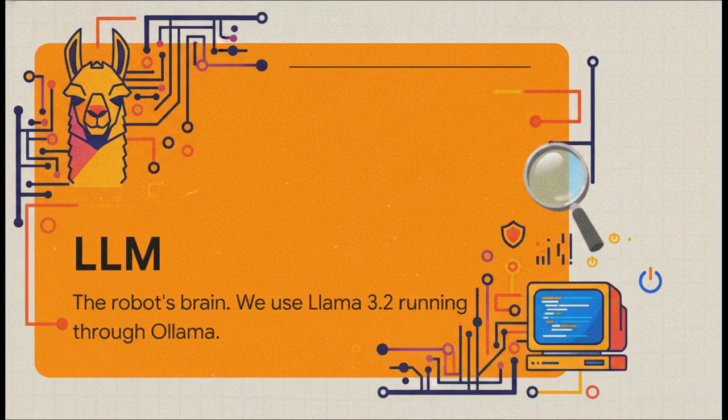Zooming in on that brain, we are utilizing a large language model. For our specific build today, the source material highlights the Llama 3.2 model, running entirely locally on our own machine through a system called Ollama. And that's actually huge, because it means your agent's brain is completely private and running right in front of you.